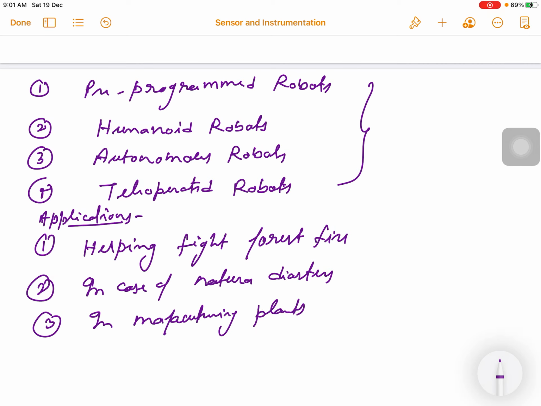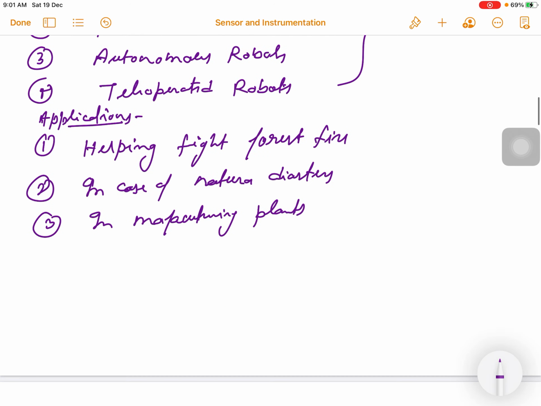Also you can write landmine detectors. So, these are some examples of applications where you can use these automatic robots.